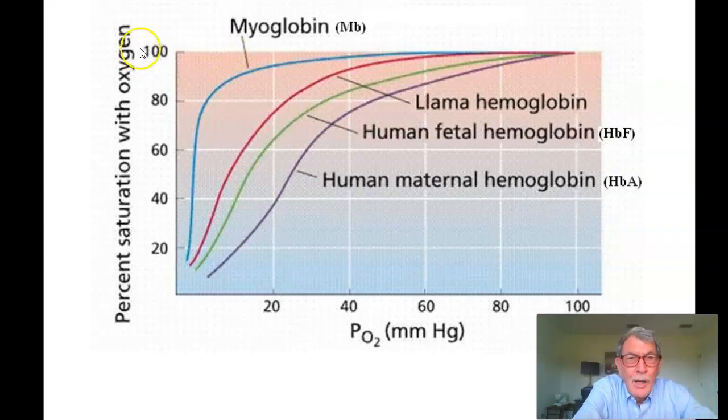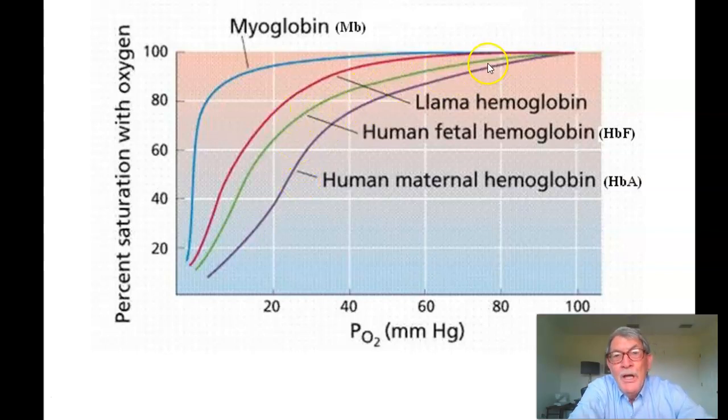Here's the curve for a couple different kinds of hemoglobin-type molecules. Here's normal human, mommy, hemoglobin. It's 100 at 100. And at 40, it's about 75%, and at 20, it's about 25%. So that's the normal curve for normal hemoglobin.